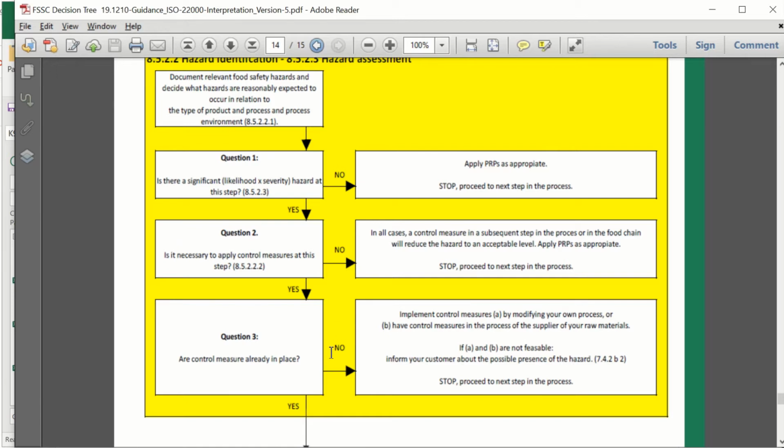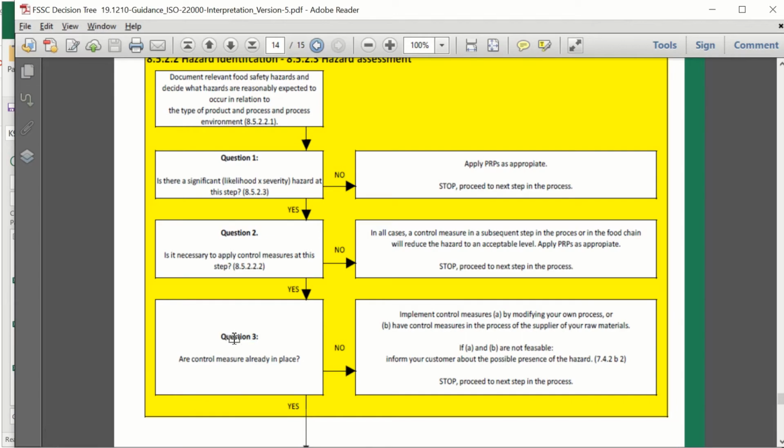If the answer to this question is no, implement control measures by modifying your own process, or have control measures in the process of the supplier of your raw material. If points A and B are not feasible, inform your customer about the possible presence of this hazard. So stop and proceed to the next step.